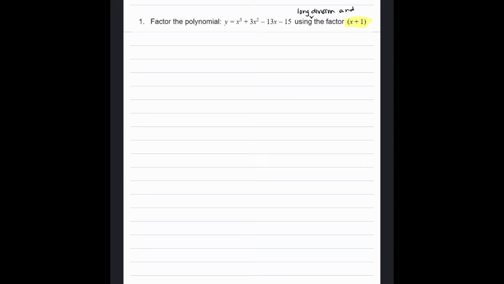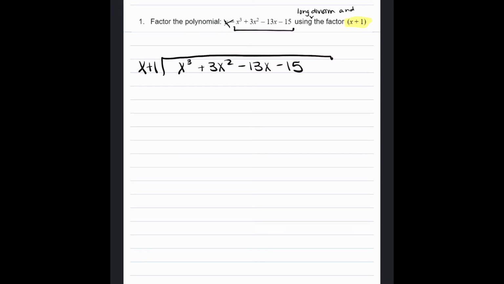So it's been a while since we've done long division, but if you remember, we put that factor x plus 1 on the outside, and then I'm going to create my division. I'm putting this polynomial underneath my division sign. I don't include the y equals part. So I'm just going to put x to the third plus 3x squared minus 13x minus 15.